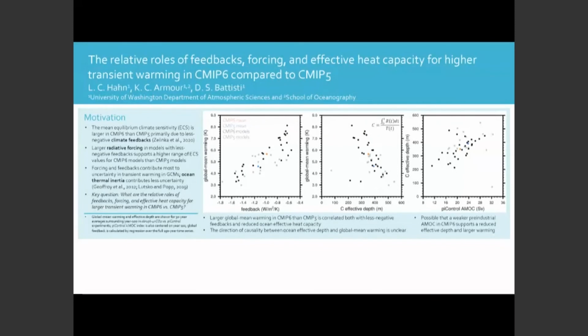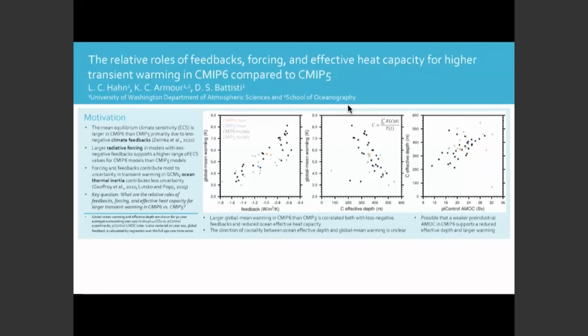And thinking about transient warming, forcing and feedbacks also contribute most to uncertainty in transient warming in GCMs, with a smaller role played by ocean thermal inertia. So we'd guess that climate feedbacks are also important for a larger transient warming in CMIP6 than CMIP5, but also wanted to look at the role of forcing and effective heat capacity here.